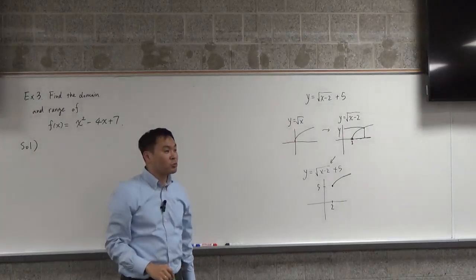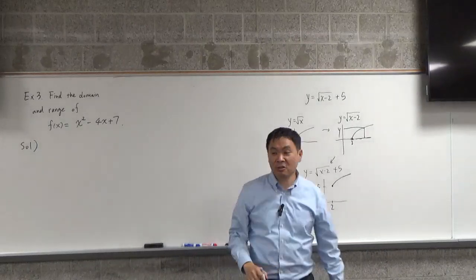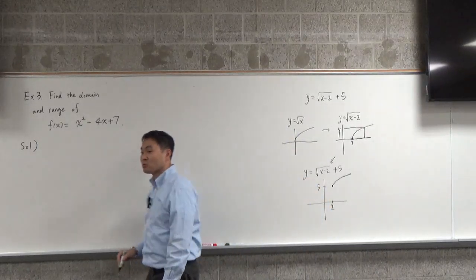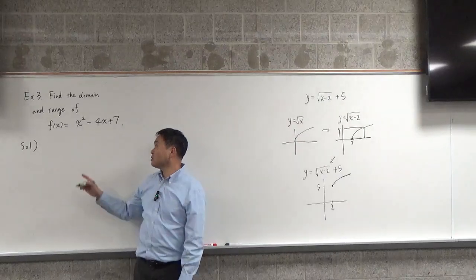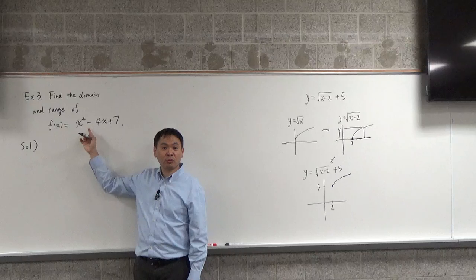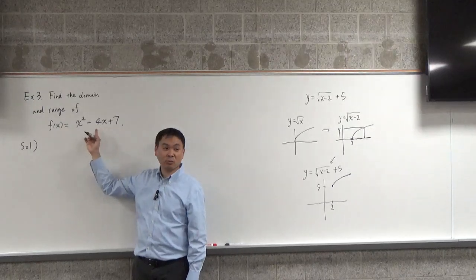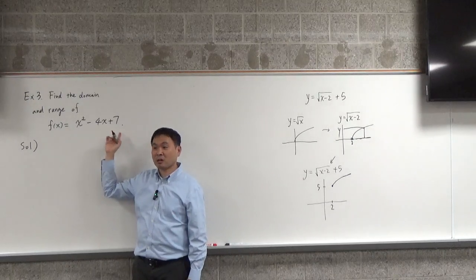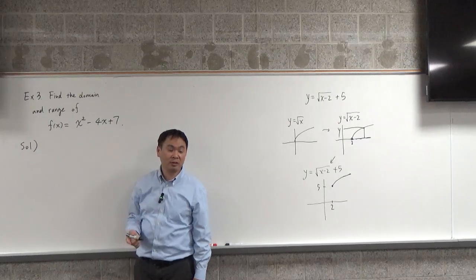Let's figure out the domain first, because that's something that doesn't require you to draw the graph. So let me ask, can you plug in 0? Is it okay? 0 squared is 0. 0 times 4 is 0. So you get an output of 7, so 0 is okay, right?